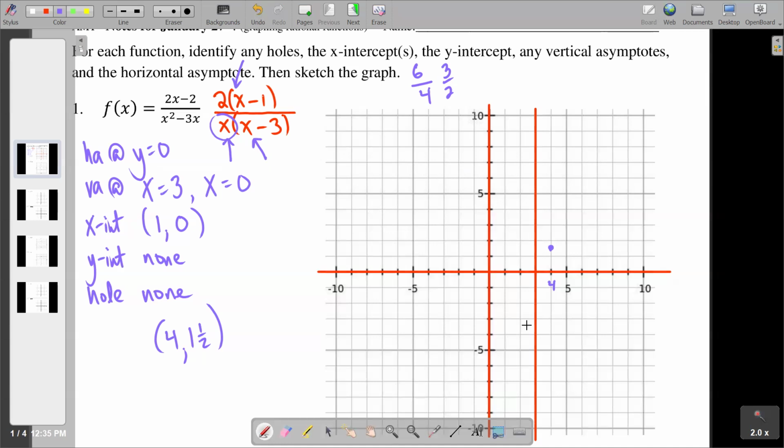If you wanted more evidence, there's nothing stopping you from putting more numbers in. Just if you wanted to verify, put in like 6. And again, just do the little kitty math, like up on top. 6 minus 1 is 5. 2 times 5 is 10. And then on the bottom, 6 times 6 minus 3 is 3. 6 times 3 is 18. And 10 18ths reduces to 5 ninths. And sure enough, right on cue.